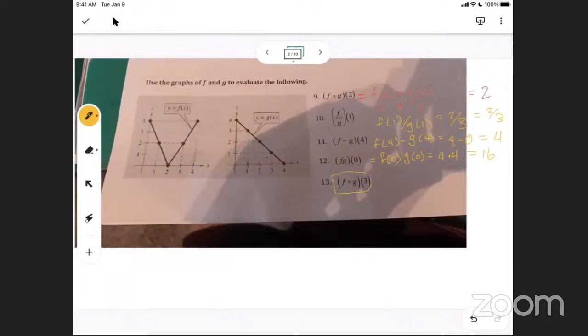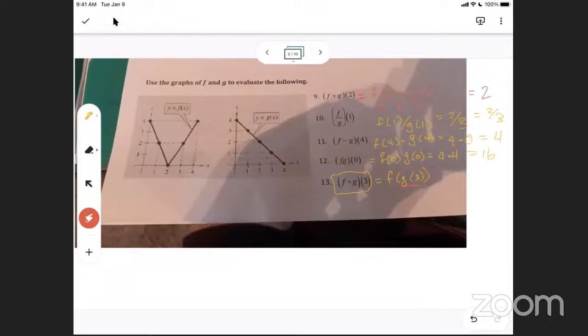You've never learned this before. This is function composition. So what you're really going to do here is take the second function, g, and plug it into the first function. So you're literally finding g of 3, and you're plugging that into the f function as your x value. Does that make sense? Yeah.